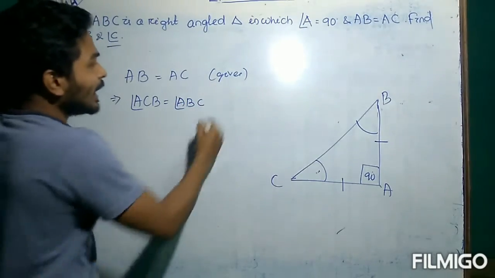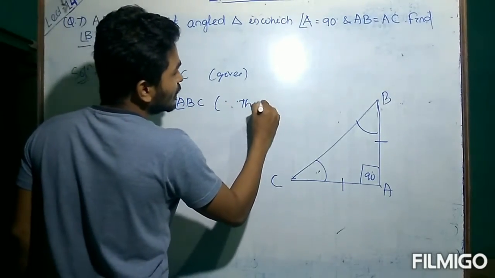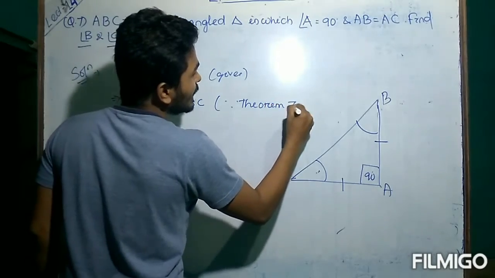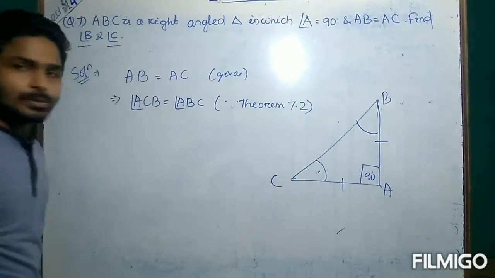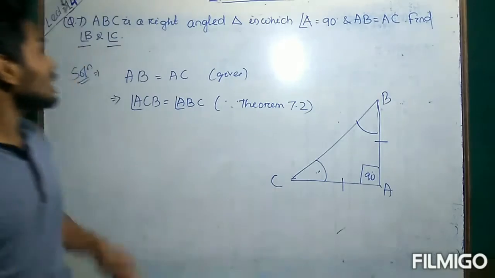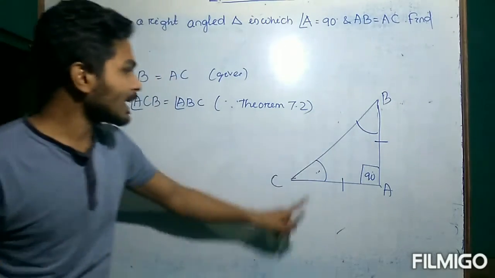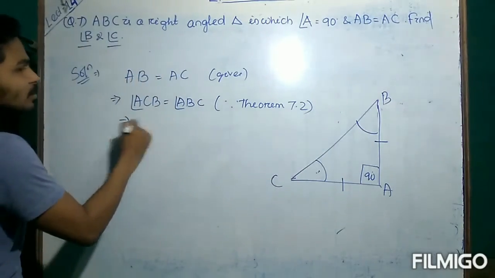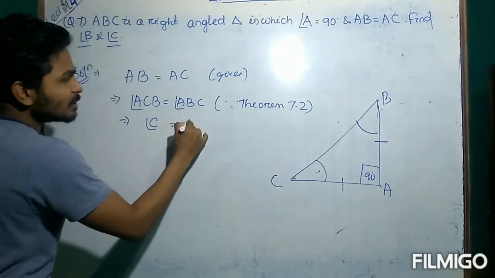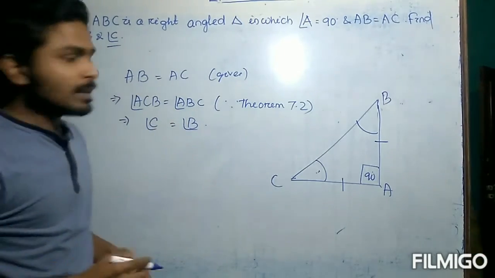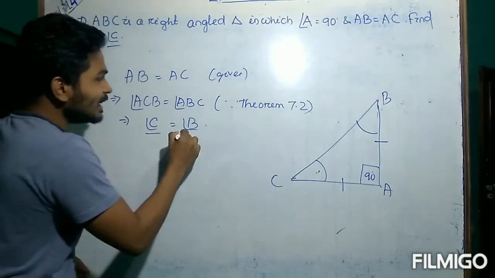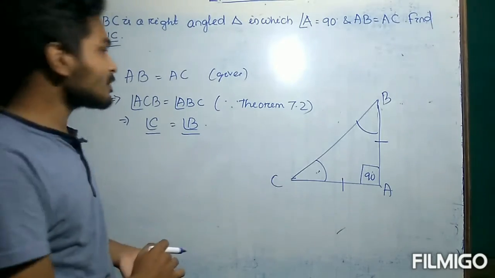Okay? Why? Due to theorem 7.2. Understood? Now we have to find what? We have to find the angle B and angle C. Now this ACB is also known as angle C and ABC is also known as angle B. So we have to find angle C and angle B. Let us find it.